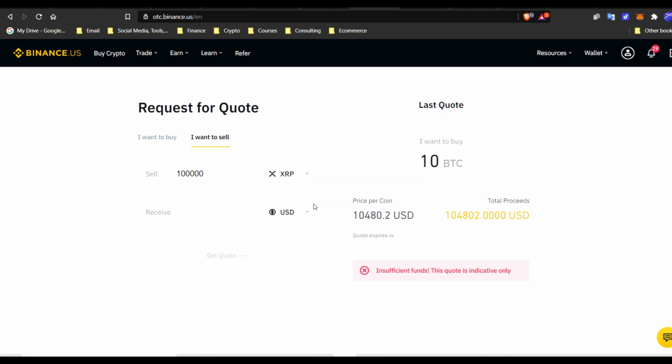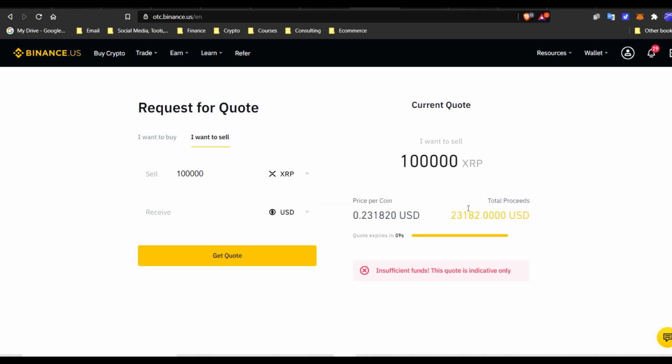So for 100,000 XRP currently, it would offer me 23,182. This quote expires in 7 seconds, and it's up to me to choose, and it shows the price per coin, right for you. Super convenient. All right. Now let's show you Coinbase.